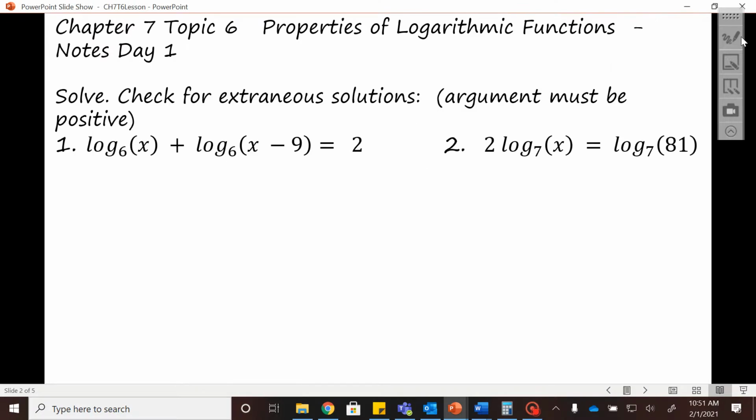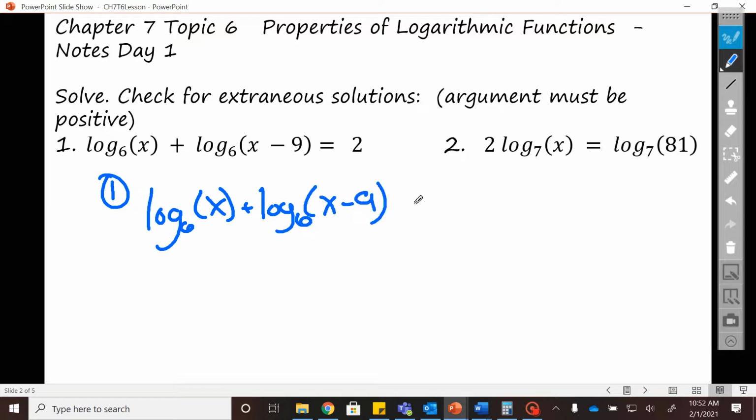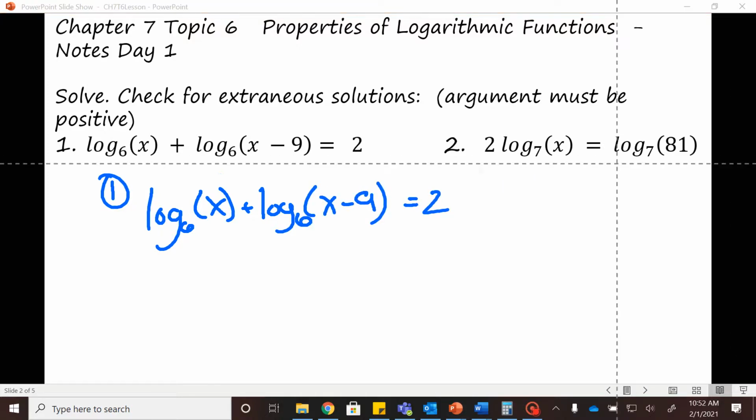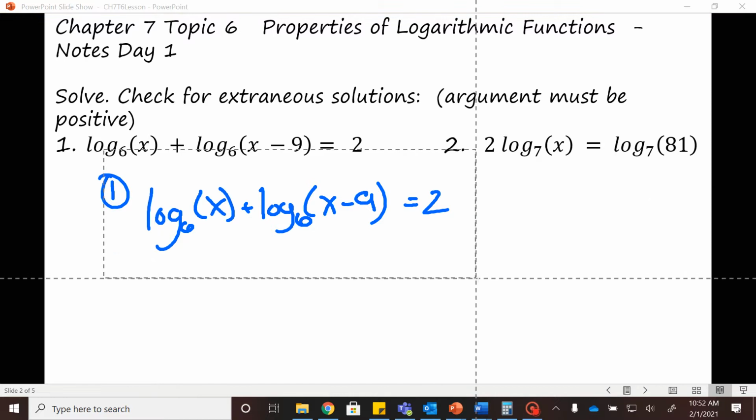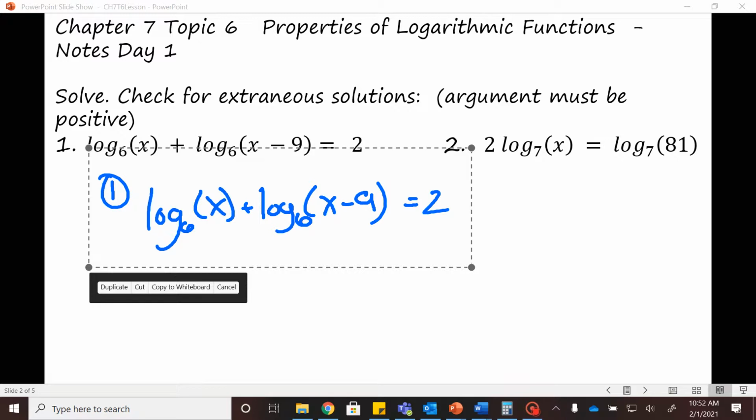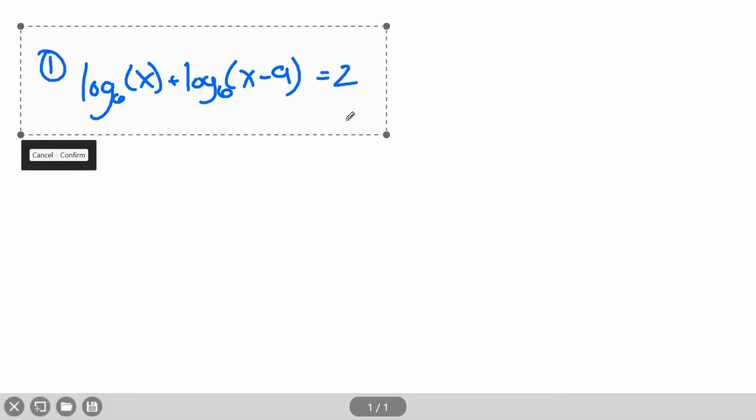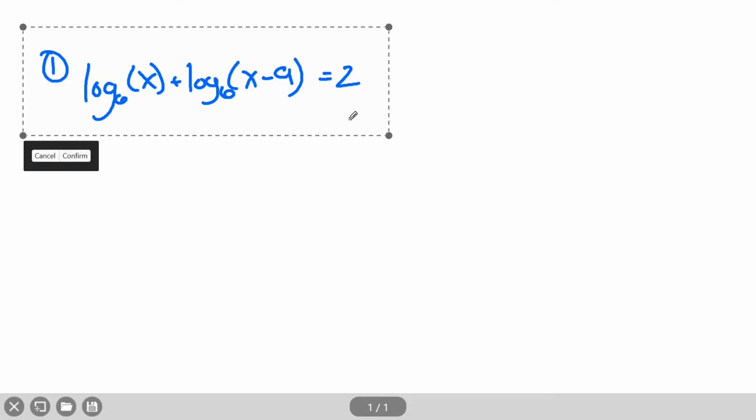We're going to use these to help us solve some logarithmic equations. So log base 6 of x plus log base 6 of x minus 9 equals 2. And we're going to solve these. Now keep in mind, we may get multiple solutions and we have to check to see which solutions work, because not all your solutions are going to work.